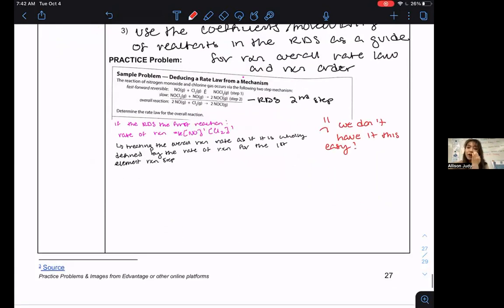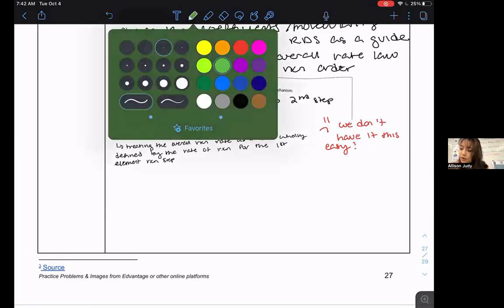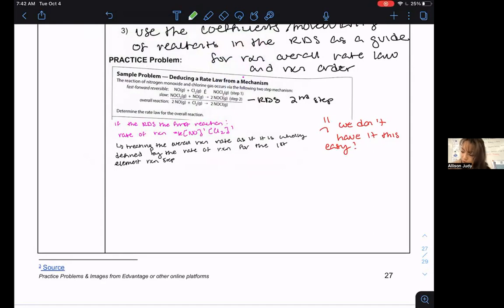So for when the RDS is the second or third, or just not first, what we do is we write the rate law, and we write what it would be theoretically. So step 1, write the rate law. We would say that the rate is equal to, I'm going to put k prime so that we know it's not the first step rate.